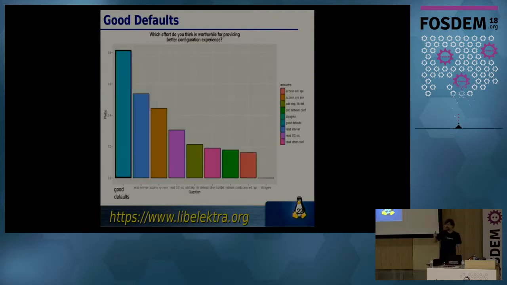And according to the survey, we also agree that good defaults are really important. So 80% said, yeah, we really need good defaults. Why are we not doing it then? And the reason is really simple.